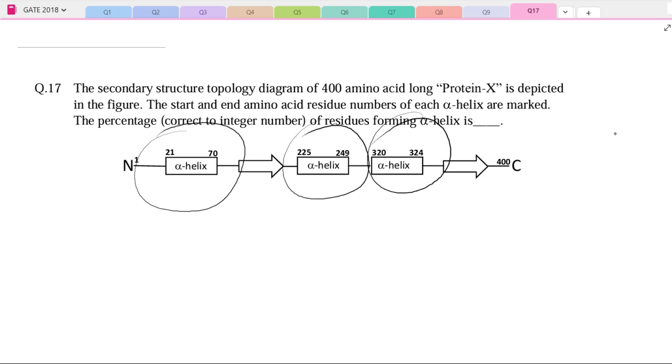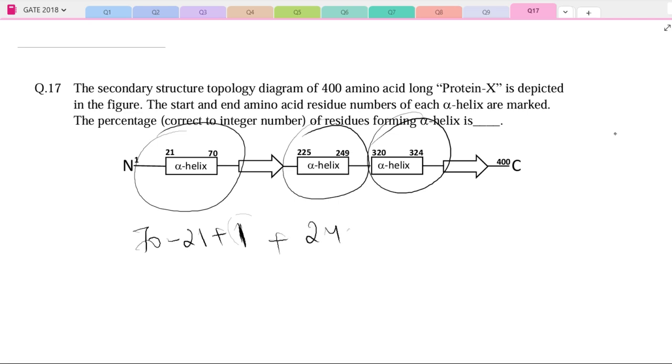So here, how do you do it? The number of alpha helix residues would be 70 minus 21 plus 1. The reason why I gave plus 1 is that the 21st amino acid is also included in the alpha helix formation. So that is why you need to have plus 1. If you do 70 minus 21, then you are basically counting from 22 to 70 and not from 21 to 70. So this is basic mathematics that we all know.